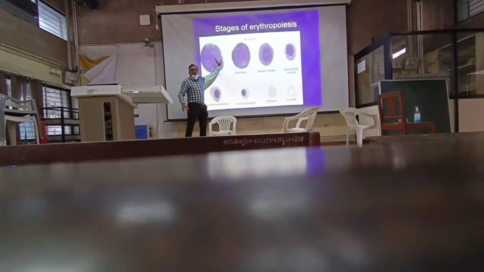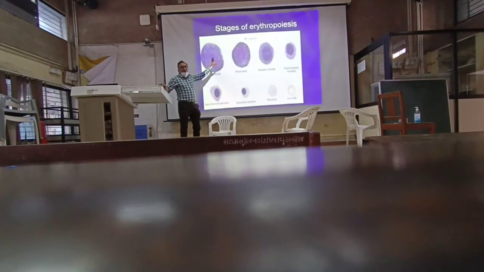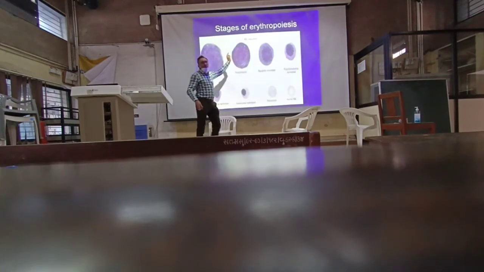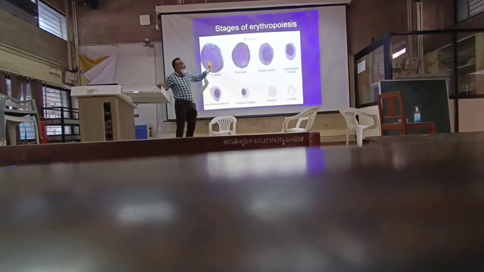This is a pro-normoblast having basophilic cytoplasm, dark blue. From there it turns to a light bluish cytoplasm, that is the basophilic normoblast. Later on, the third is the polychromatic normoblast. Why is it called polychromatic?